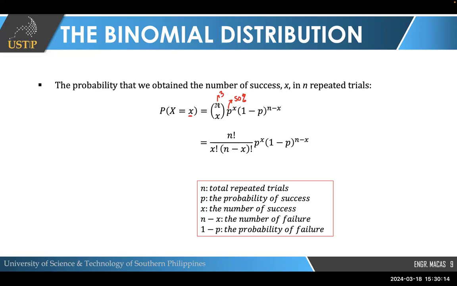So, in this formula, we have here P of x is equal to n choose x, wherein x is the number of successes. Actually, this is your combination formula, class. This is n factorial over x factorial times n minus x factorial. So basically, the combination is taken here. Okay. And then, multiplied by p to the power of x, where p is the probability.